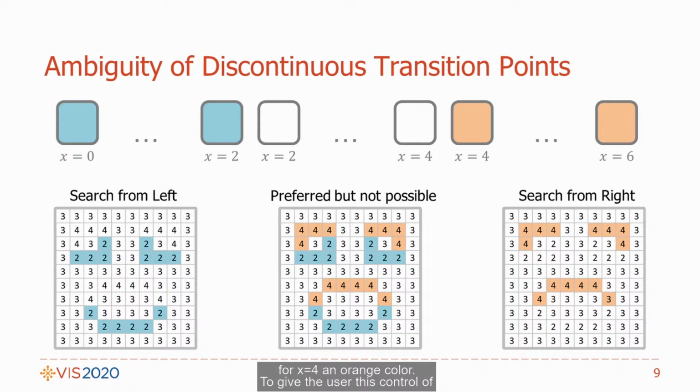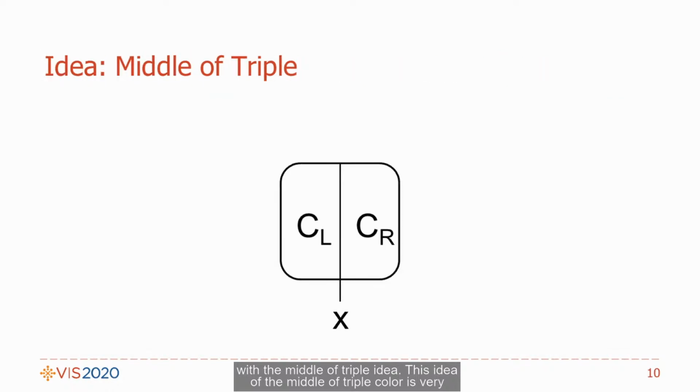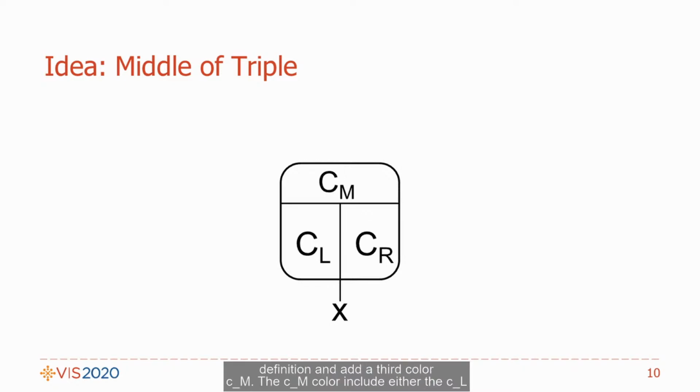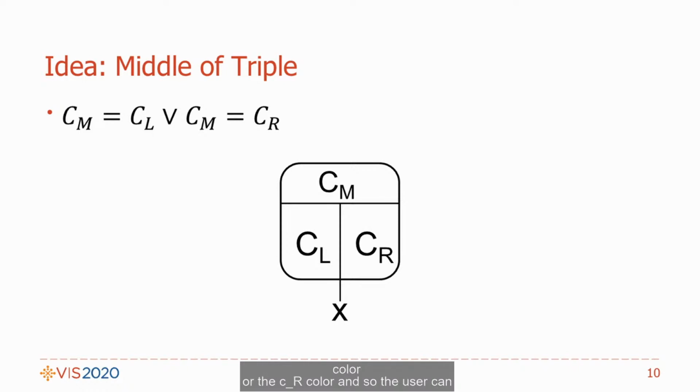To give the user this control of the discontinuous transition points, we upgraded our color map specification with the middle-of-triple idea. This idea of the middle-of-triple color is very simple. You can see here the 3 key components CL, CR and the reference value X. We extend this definition and add a third color CM. The CM color includes either the CL color or the CR color, and so the user can decide what color the visualization software should use if it finds the exact value X.